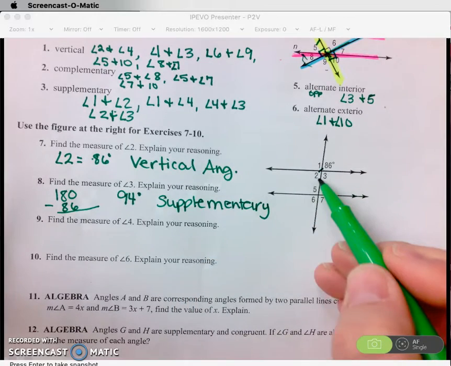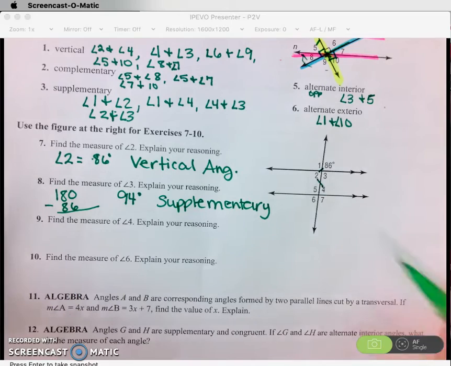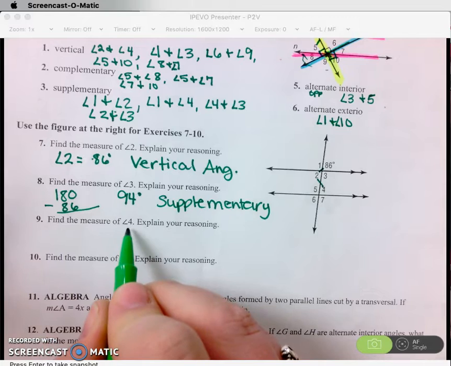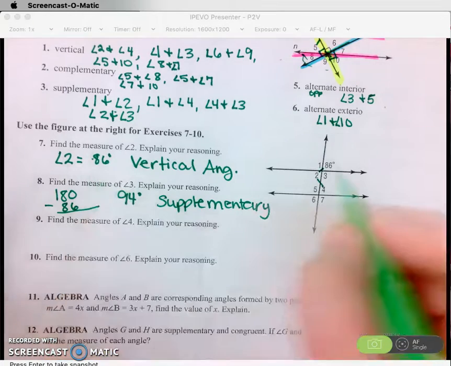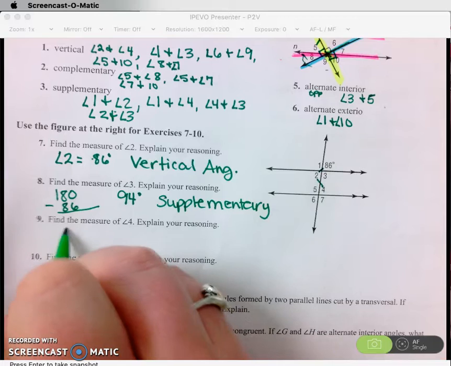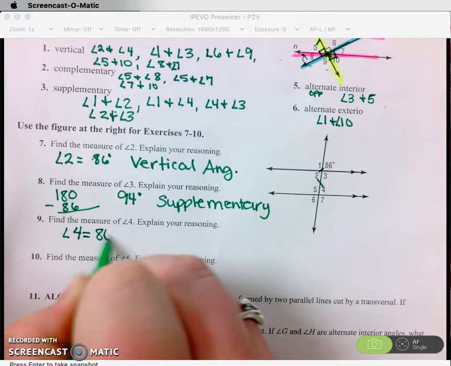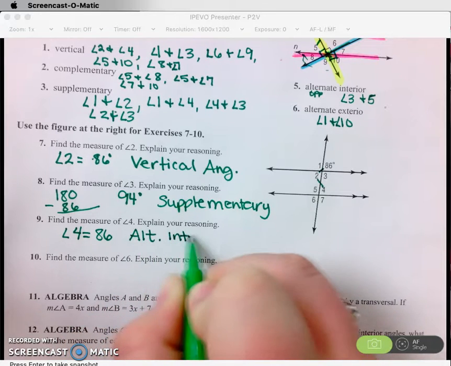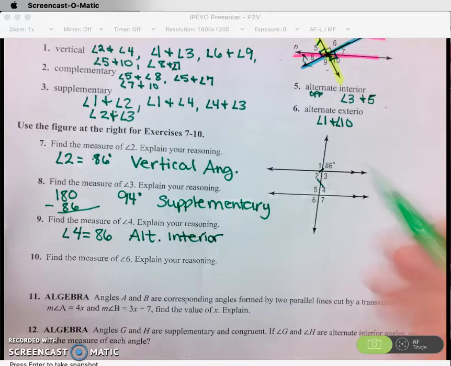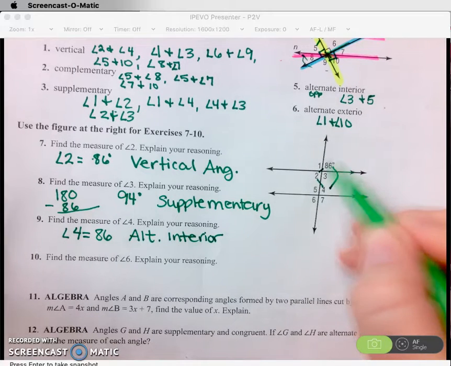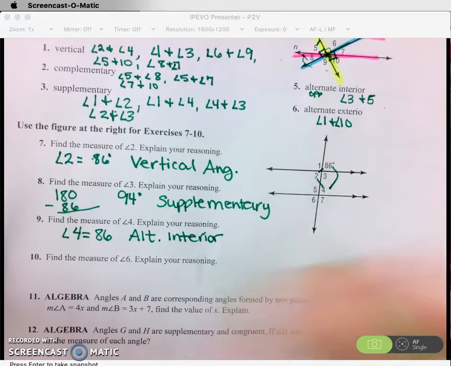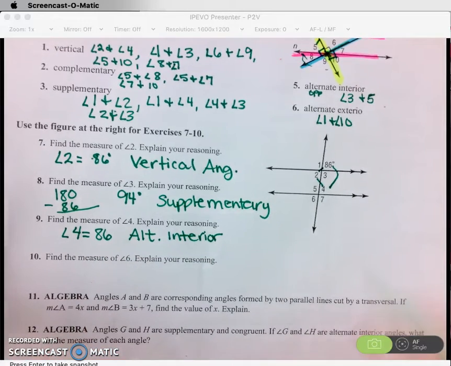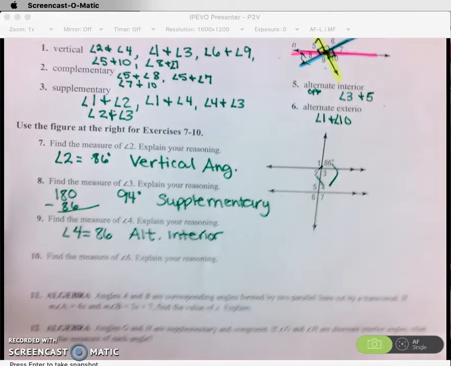Okay, measure 4. 2 and 4 are alternate interior angles. So angle 4 would be the same as angle 2. Angle 2 is 86, so angle 4 would equal 86, because alternate interior angles. Okay, then you could also say, well, 86, or this angle here, and 4 are corresponding. So I could also say angle 4 would be 86. Remember, corresponding angles are congruent.